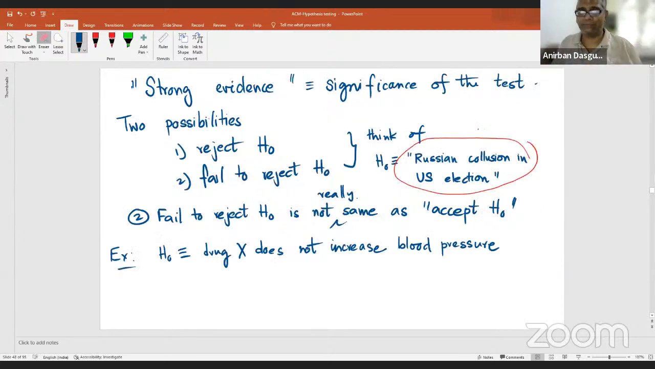Okay, let's see. Again, I like to give these examples. A word of caution, whatever I have been repeating: when you do this kind of hypothesis testing, strong evidence, formally, is the significance of the test. And there are really two possibilities that we talk about. We either reject X0 or we fail to reject X0. And just to drill it into your mind, fail to reject X0 is not the same thing as accept X0.